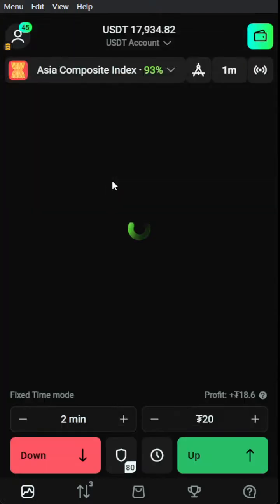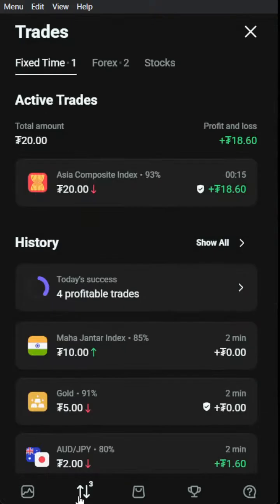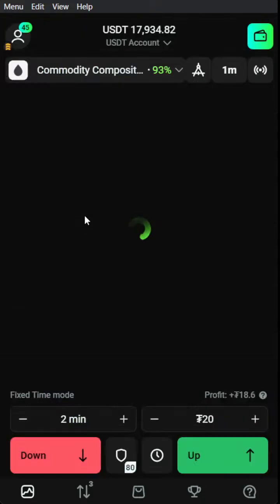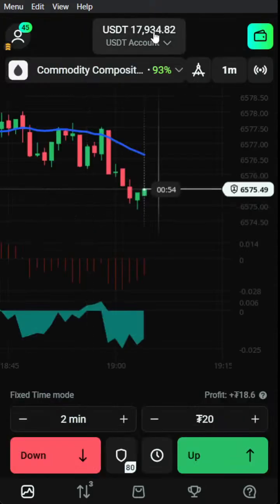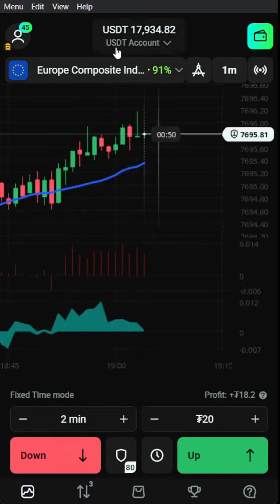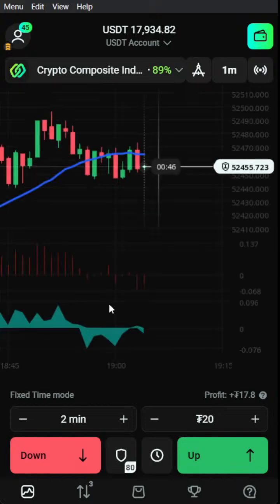No signal in Asia composite trade. What's the situation? Still 15 seconds to go and anything can happen, but hopefully this trade goes positive, and we will be at a good profit. I think within a couple of seconds we'll get the update, guys.